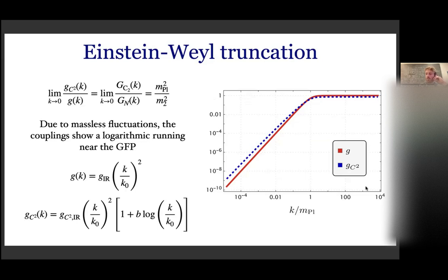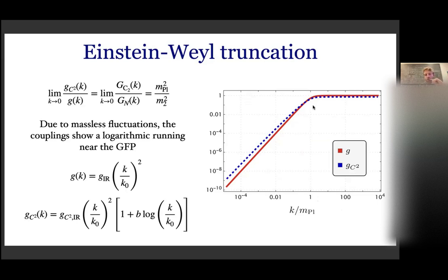Now this is a log-log picture where we have both G and G_C squared depicted, and we fixed k0 to be the Planck mass. You see that after k equal to the Planck mass, we enter the fixed point regime, and so the couplings tend to a constant.